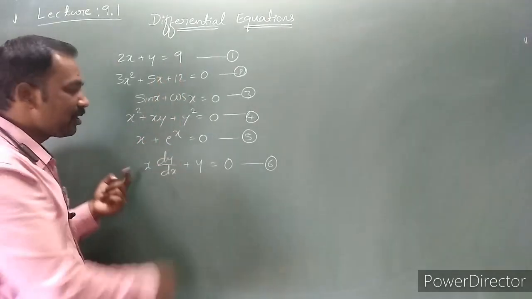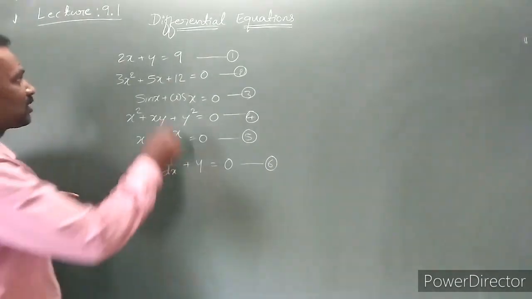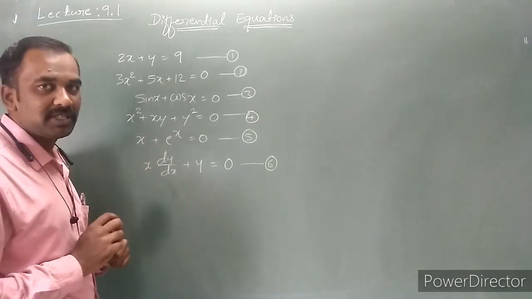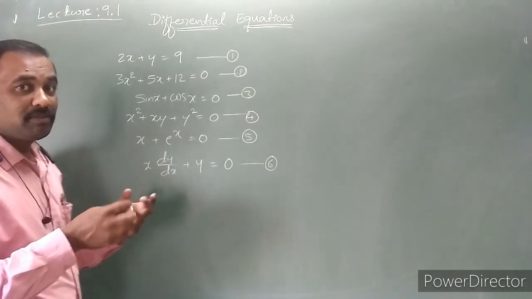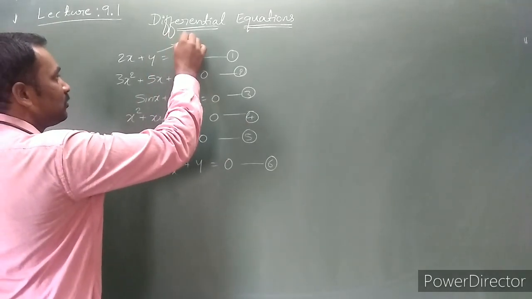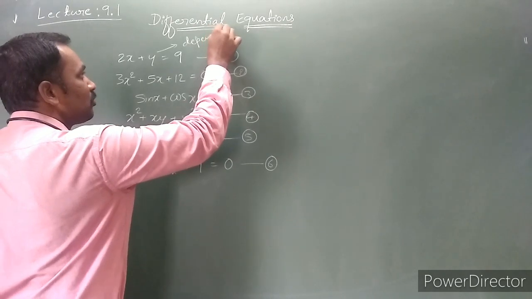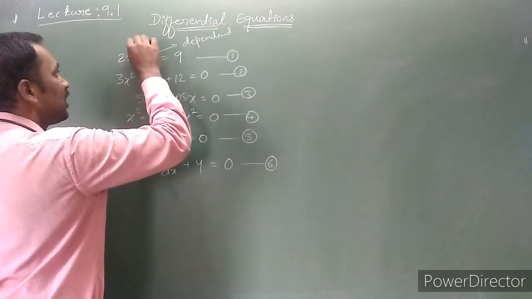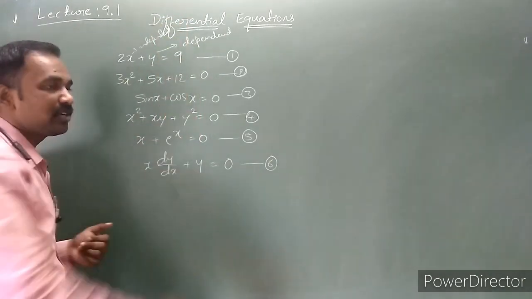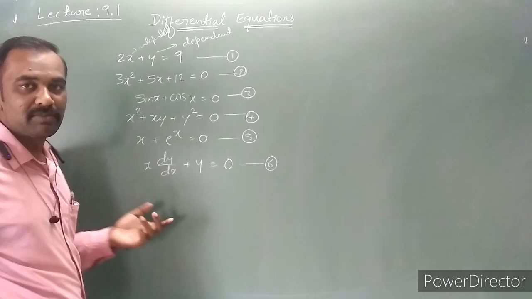What is the difference between all these equations? Here, variables are there. What are the variables? x and y are the two variables. What is the particular name? y is said to be a dependent variable. x is an independent variable. x is an independent variable, y is a dependent variable.